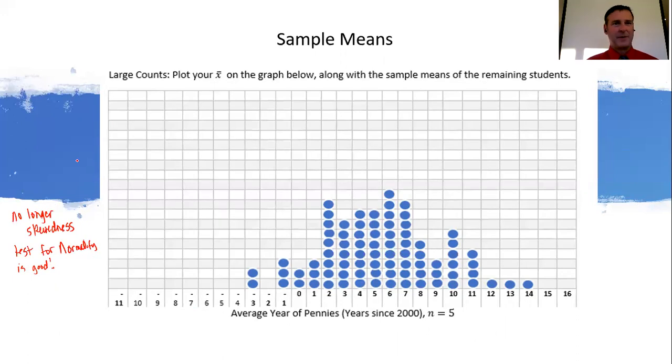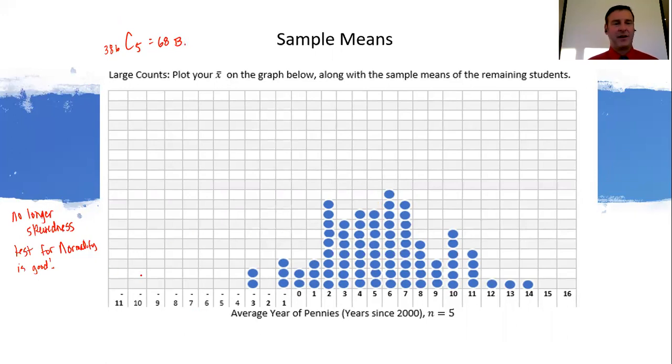Now keep in mind that again, there are 386 pennies in my population. If I were to choose all groups of 5 and average each of those individual groups of 5, I would get 68 billion. I'm just going to put a B there for billion. Basically, little dots that would appear.